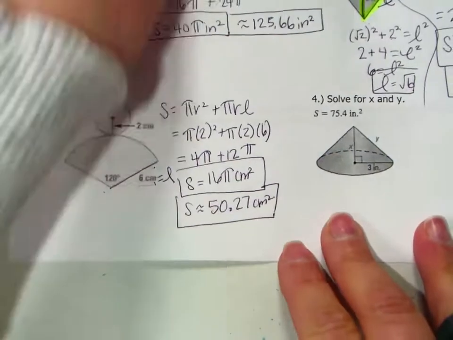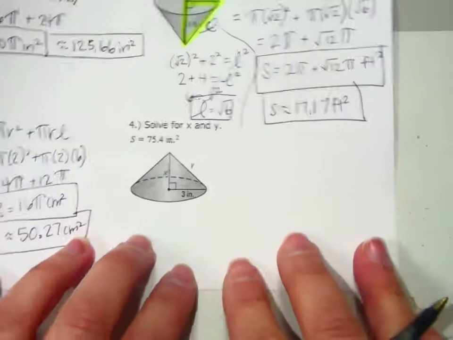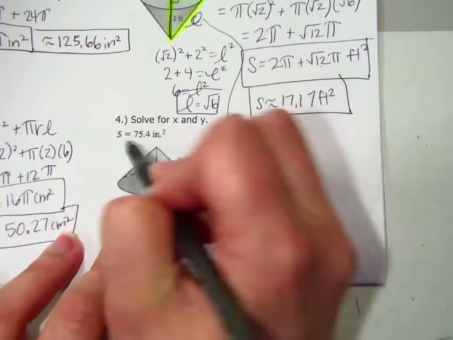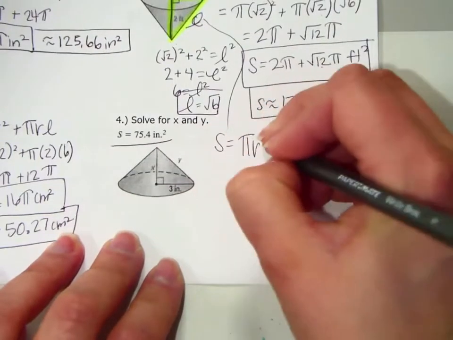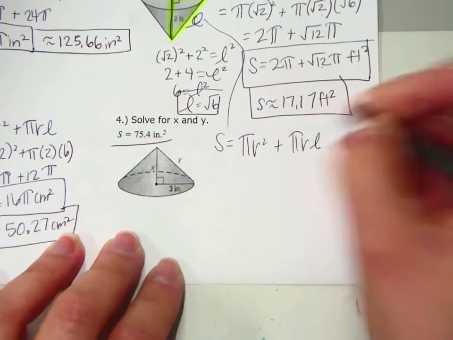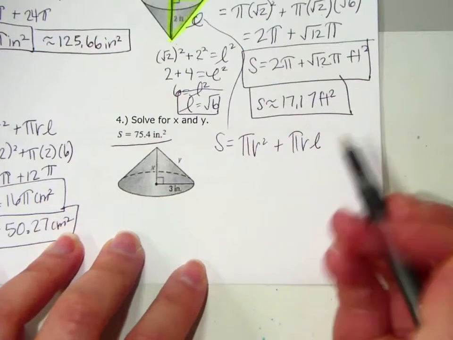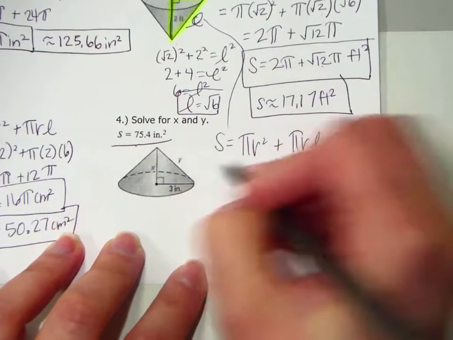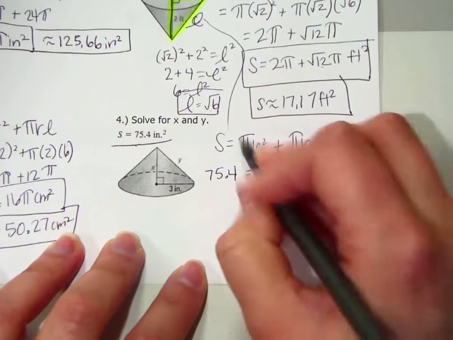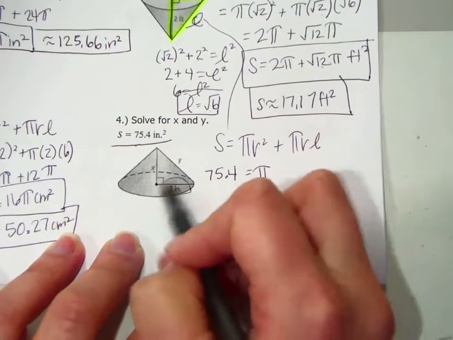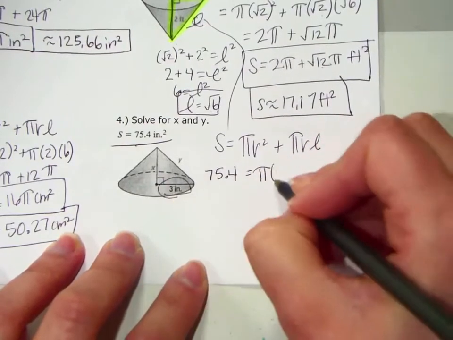Okie dokie, the very last example that we'll look at, notice in this problem we're given the surface area. We still always want to start with the formula. And then let's substitute in what we know. We're given the surface area, so I'll plug that 75.4 in for S. You can bring down the pi. We're also given the radius of the base, so I can plug that in.